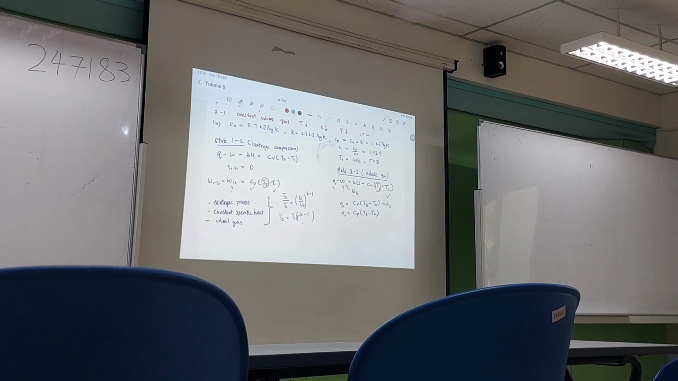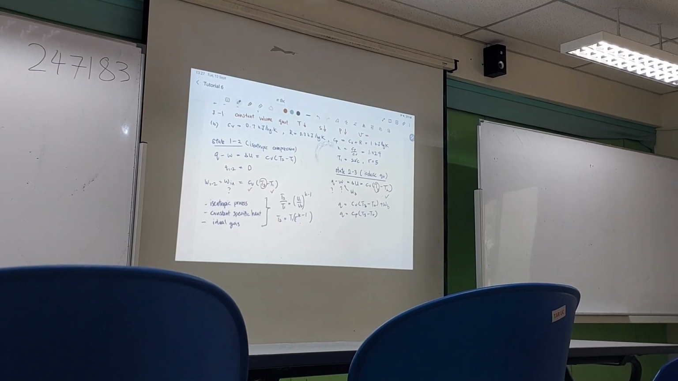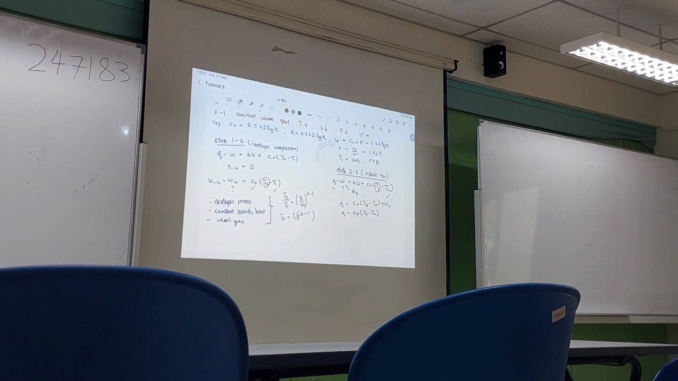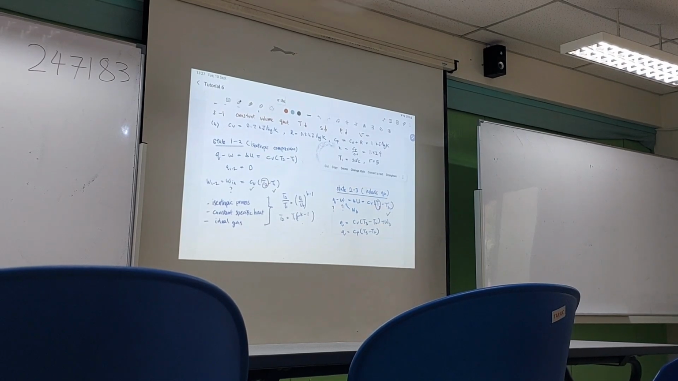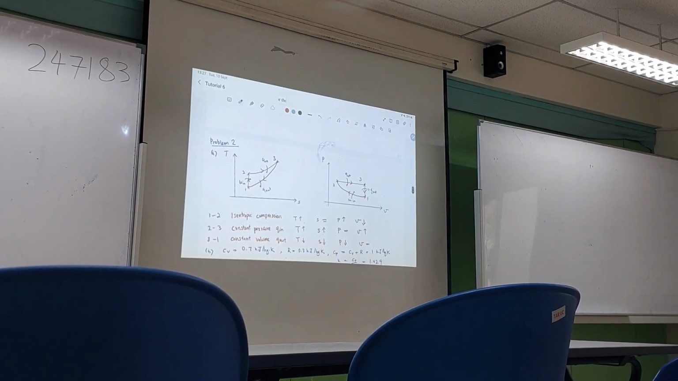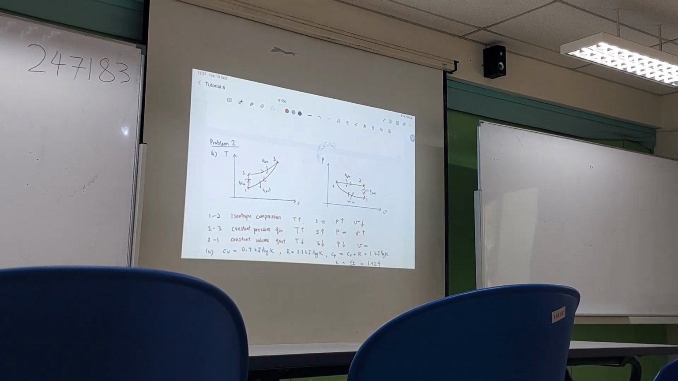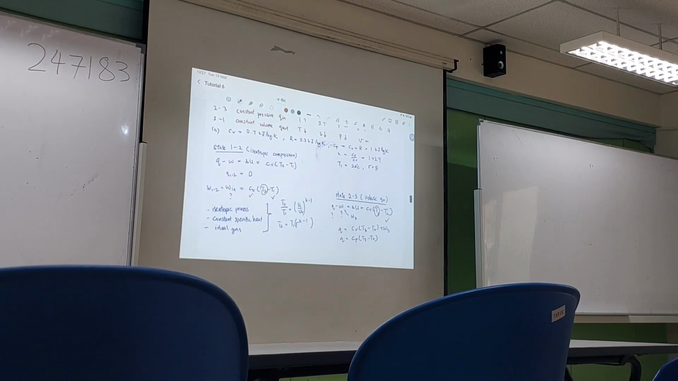Can you find C? Okay, so we skip one step, because by doing this we still don't have T3, right? I kind of forgot one step, which is to find T3. So how do we find T3? Let me look back here again. 2 to 3 is a constant pressure process, right? Then now you can make use of the ideal gas equation.